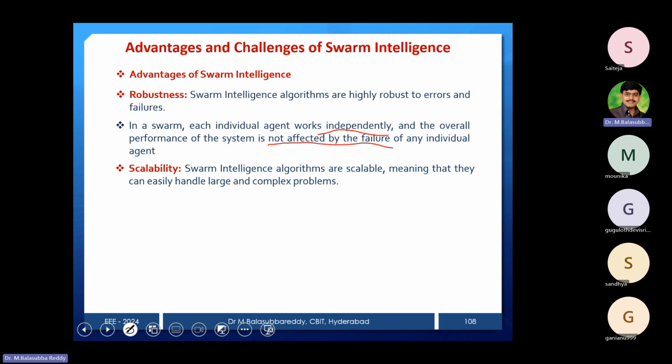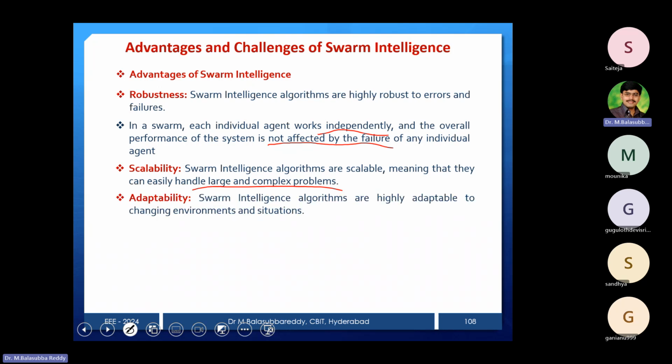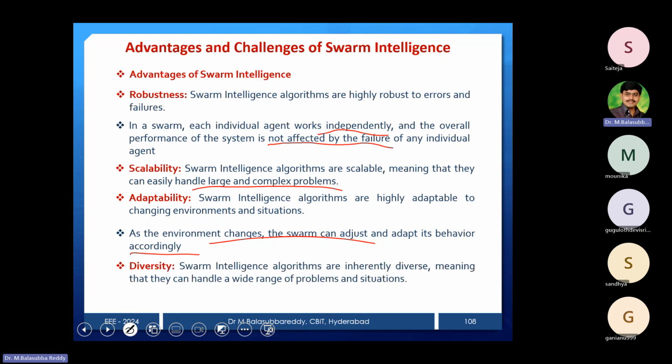Scalability. These algorithms are scalable, meaning that they can easily handle large and complex problems also. So one is robustness, another one is scalability, and then adaptability. Highly adaptable to changing environments and situations. Based on the environment and situation, these algorithms are going to be highly adaptable. As the environment changes, the swarm can adjust and adapt its behavior accordingly. This is also a characteristic, and because of that characteristic it happens.